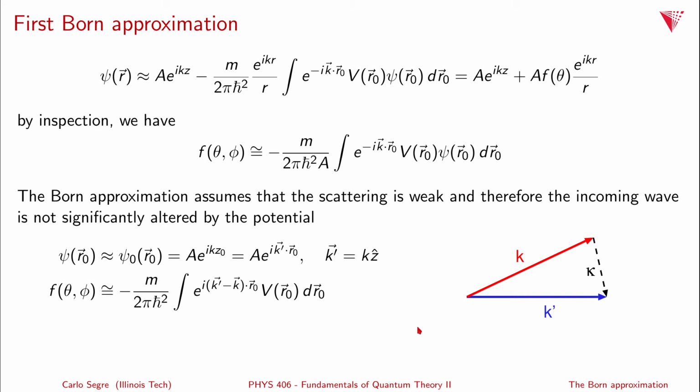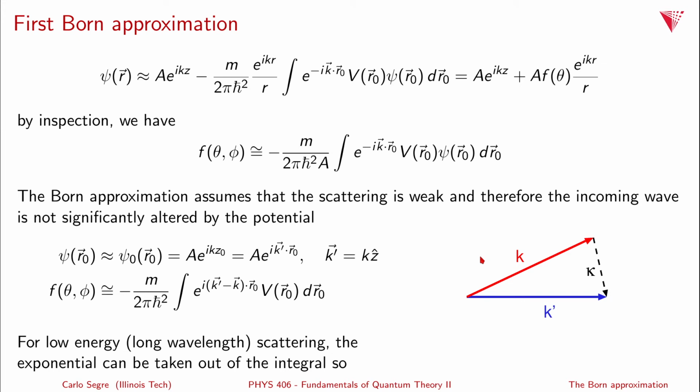And our scattering vector is the following. We have incident wave k prime, and then the scattered wave is k, and there's a scattering vector kappa. So for low energy, that is long wavelength scattering, we can take this exponential out of the integral and write it like this.